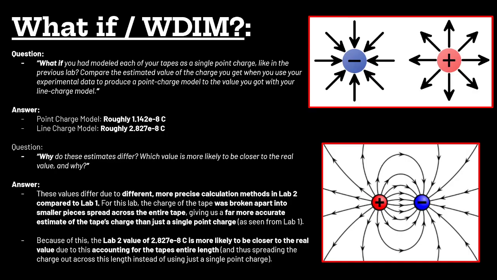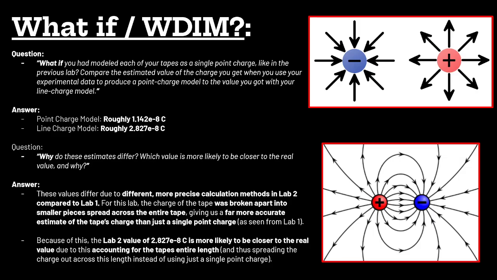As for the what if and what does it mean? What if you had modeled each of your tapes as a single point charge? Compare the estimated value of the charge you get when you use your experimental data to produce a point charge model and a line charge model. And so this is what we got. This is the point charge model from lab 1. This is the line charge model from lab 2. And you can see that they're very, very different.